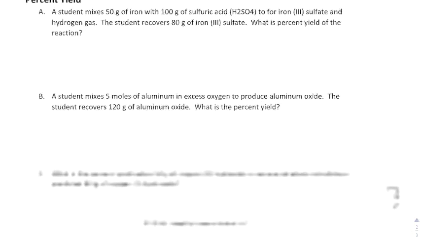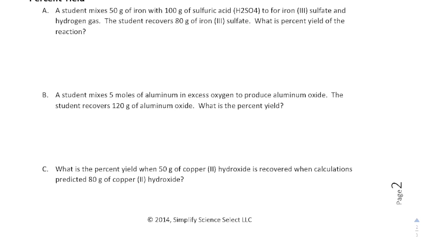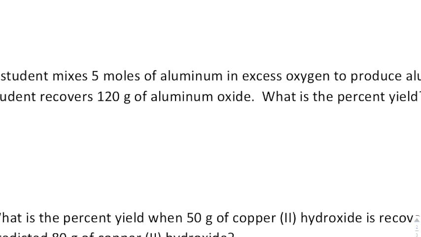Now looking at percent yield. For percent yield, we use an equation: our actual divided by theoretical times 100, and it's going to give us the percent yield. So on our very first one that we're going to do, remember we have to start with a balanced chemical reaction. We have iron reacting with sulfuric acid to produce iron 3 sulfate and hydrogen gas. So let's start with a nice balanced chemical reaction.